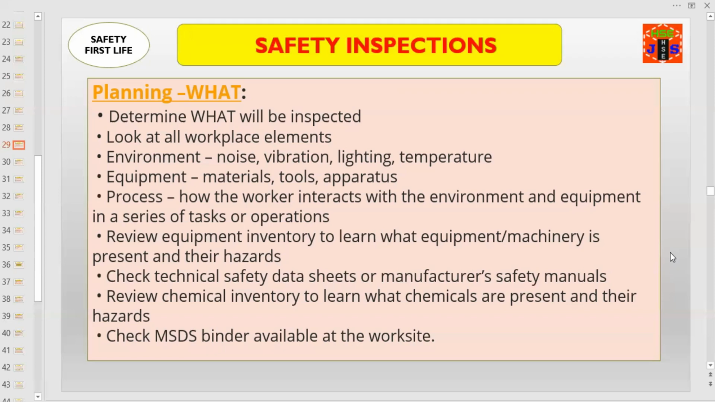You have to check technical safety data sheets or manufacturer's safety manuals. You have to review chemical inventory to learn what chemicals are present and their associated hazards. Check the SDS, safety data sheet binder, that is usually available at the worksite.